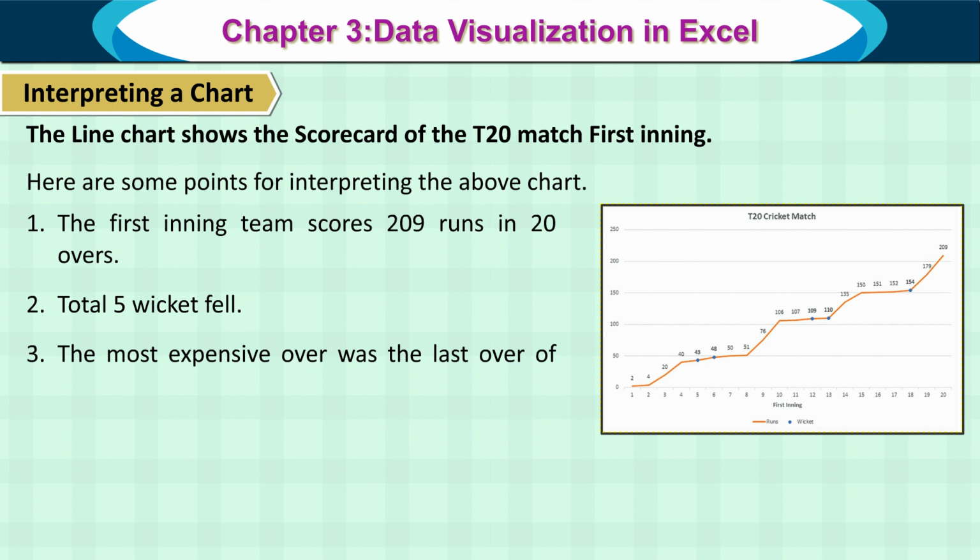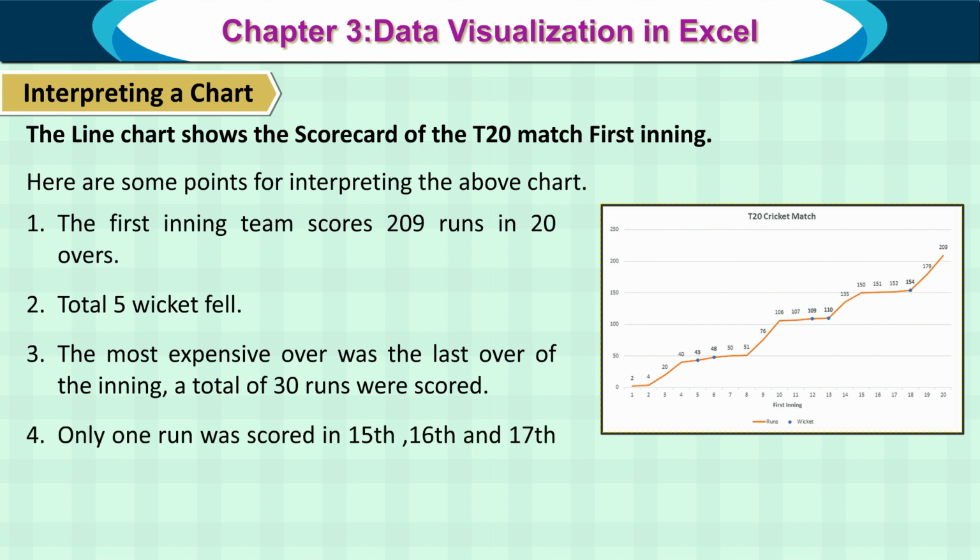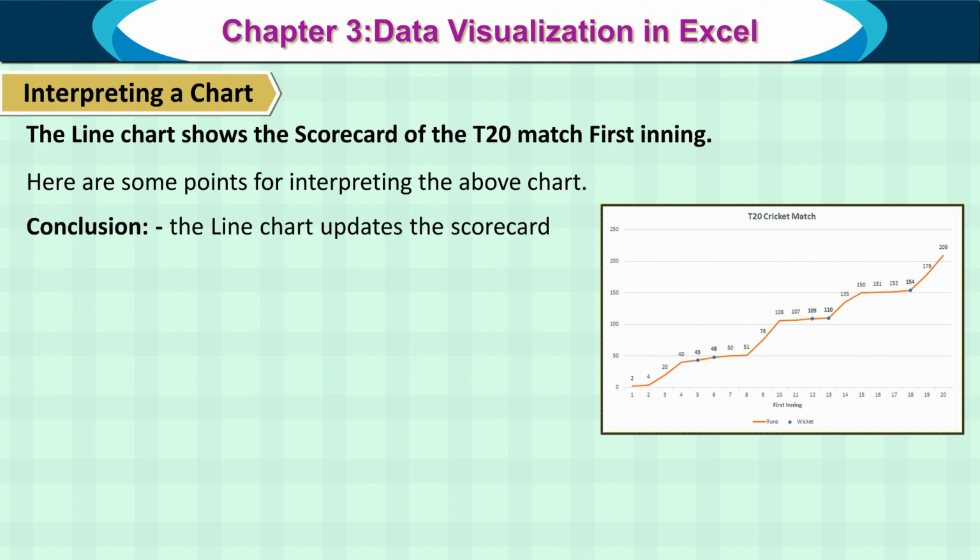3. The most expensive over was the last over of the inning. A total of 30 runs were scored. 4. Only 1 run was scored in 15th, 16th and 17th over. Conclusion: the line chart updates the scorecard after every over. The team played well.